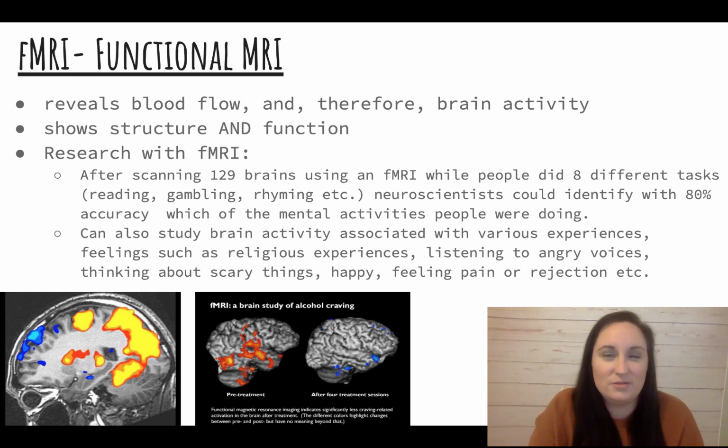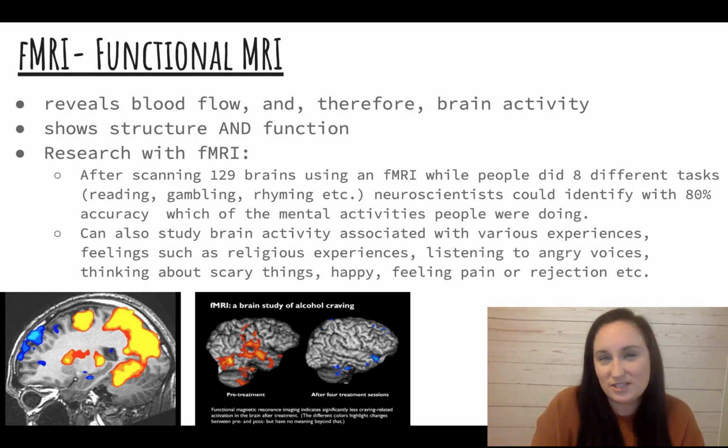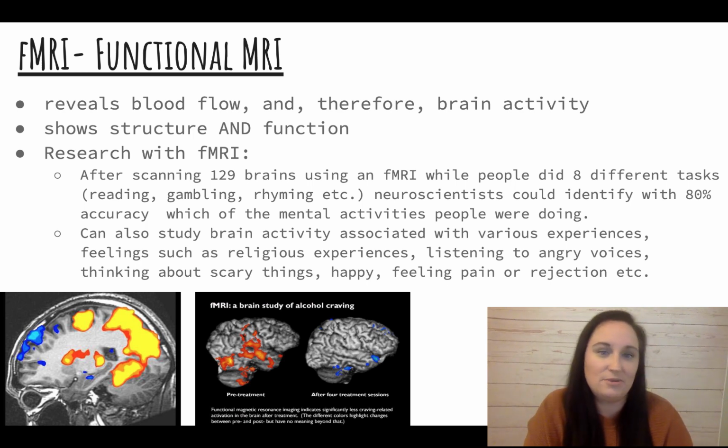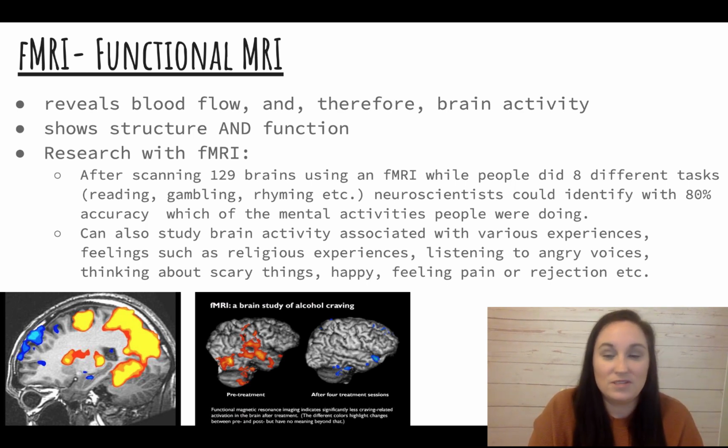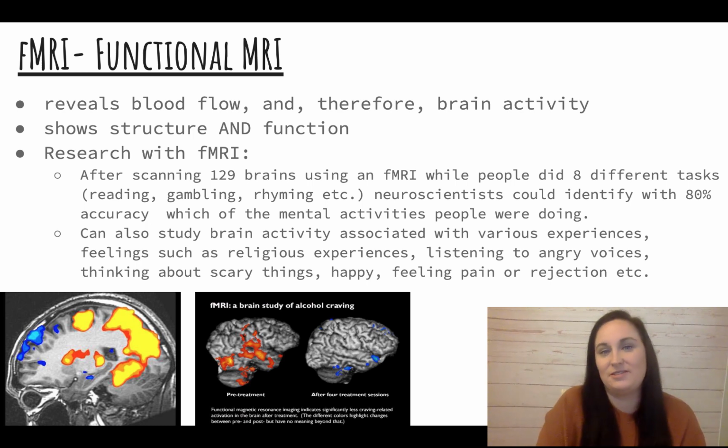So this is a really useful tool to see what brain activity is associated with religious experiences, or people who say that they're speaking with God, or listening to angry voices. And we can watch on an fMRI and see what parts of the brain are active when they're thinking about scary things, happy things, pain, rejection. We can learn which parts of the brain are activated during those times. So it's a really cool, useful tool for us in psychology.